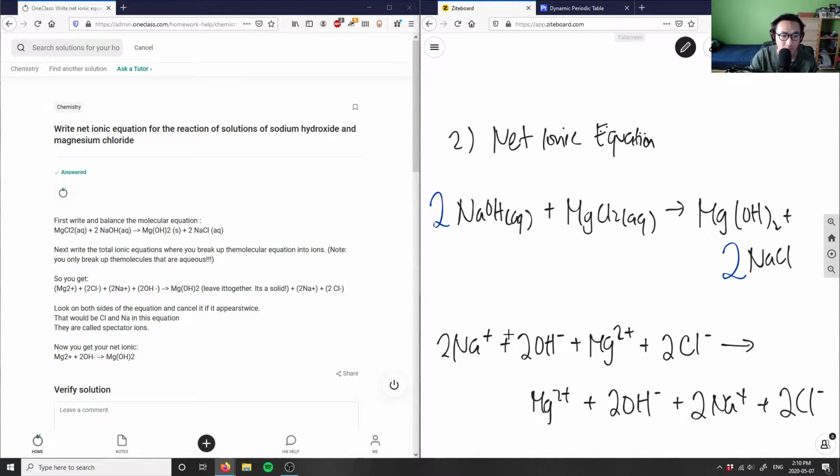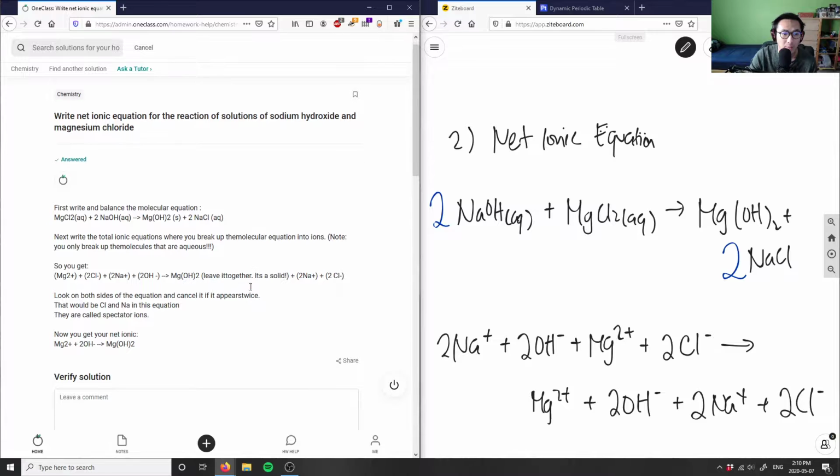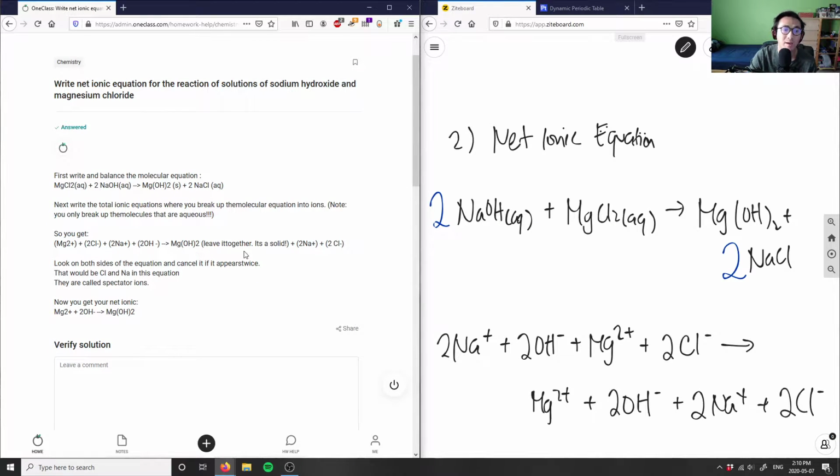So again, as they have here, you have these two guys here. Oh, magnesium hydroxide is a solid. Sorry, so that is correct actually. My bad, I forgot to write the phases here. But magnesium hydroxide is a solid because it becomes a precipitate here.